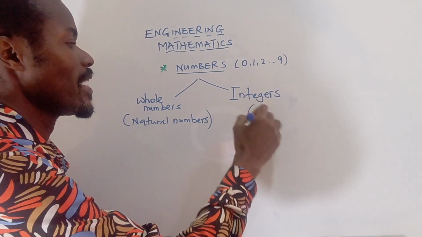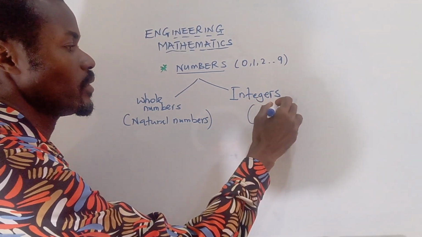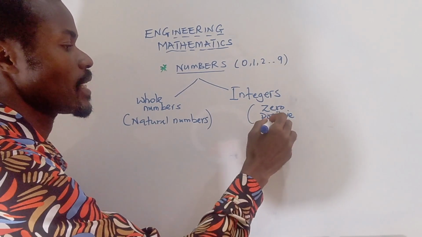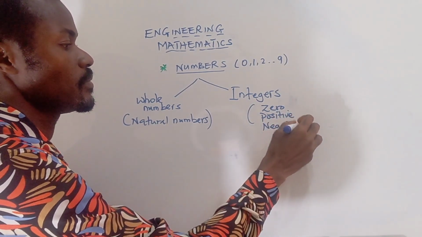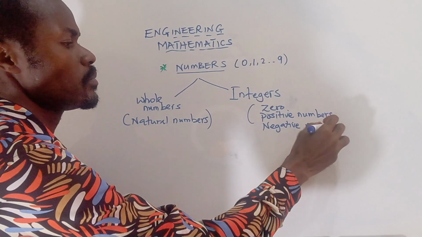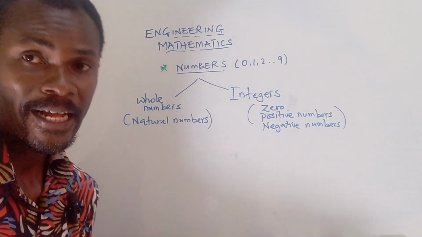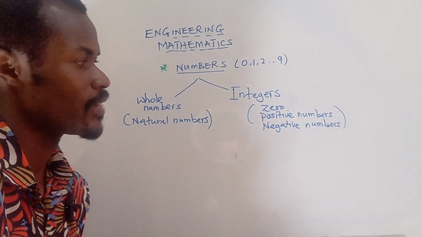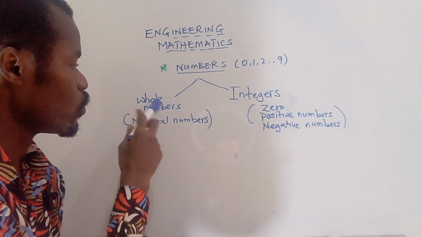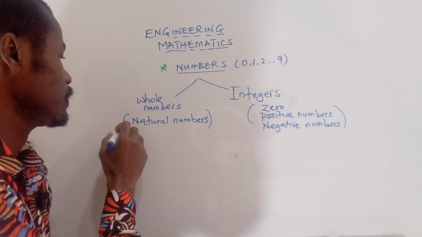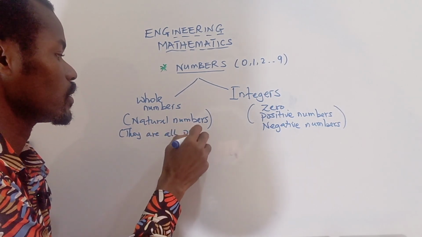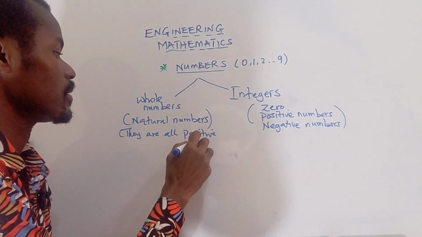But for the integers, first we have 0, we have positive, and negative numbers. So that is what integers are whenever you see 0 or positive numbers or negative numbers. But for whole numbers or natural numbers, they are all positive numbers.